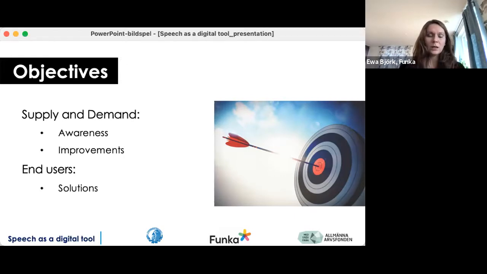But we have, of course, focus also on end users. And the goal is to make sure that communication services and products are accessible for everyone, that everyone can use them despite their abilities. And that's why one of the objectives of this project is as well to propose real concrete solutions for the supply and demand side, so they can actually do those improvements so the services work better and they work the way they were actually meant to work.